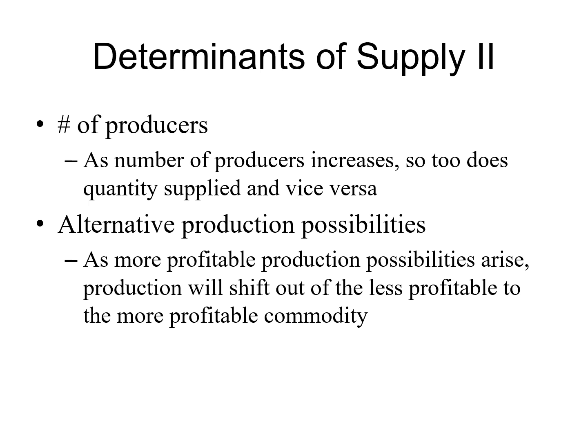Now, the second determinant of supply is the number of producers. And that's fairly simple to understand. The more producers there are, the more is going to be produced at any given price level. And then the other one that's easy enough to understand is alternative production possibilities. Given our available resources, we have any number of production opportunities that we can put our resources into. What determines which one we're going to put our resources into is the profitability.